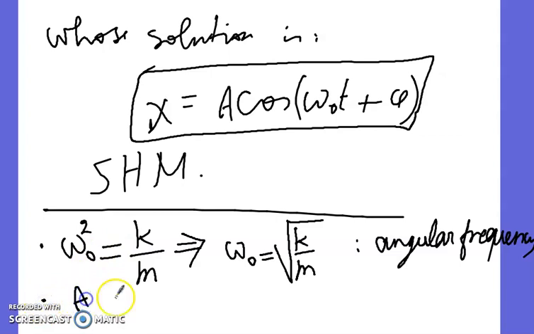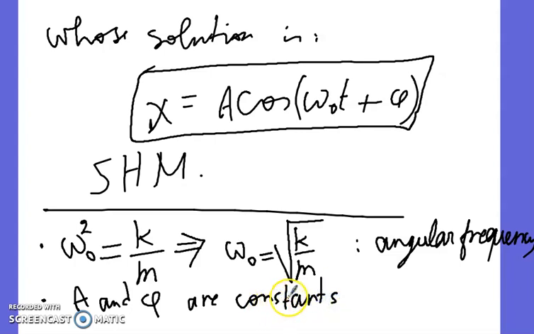Second point, a and phi are constants of integration. Clear? Arbitrary constants. Now what is the physical meaning of the two constants? Let's explain why.